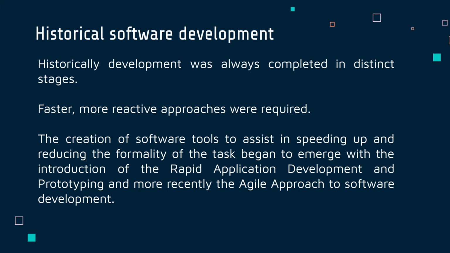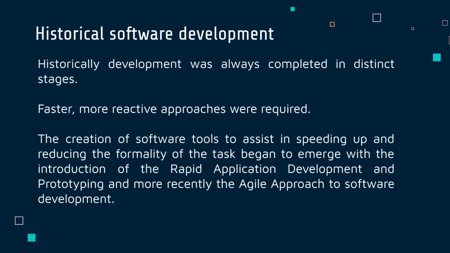Historically, software development was completed in distinct stages. One stage would begin and then completely finish before the next stage could start. In the last decade or so with mobile app development and the changing nature of software development, this really structured approach to development wasn't really working for developers.